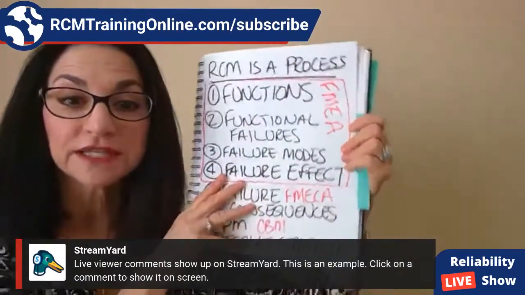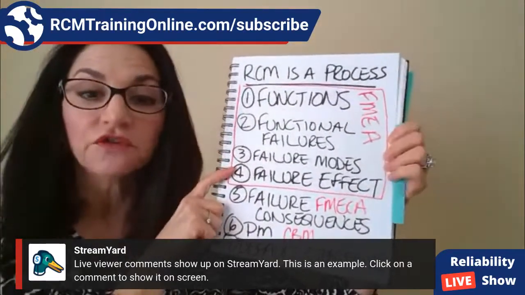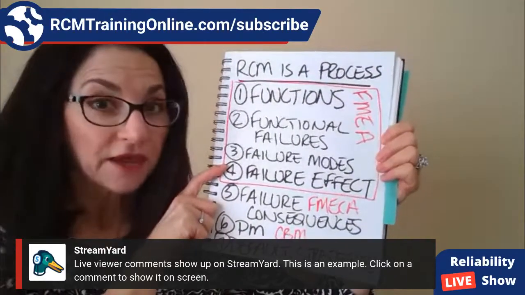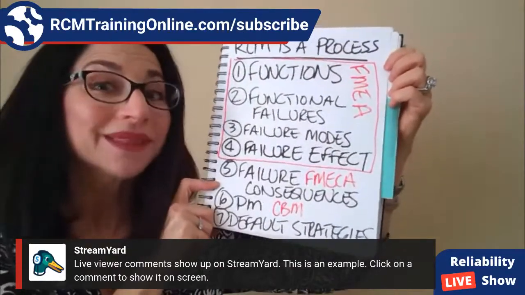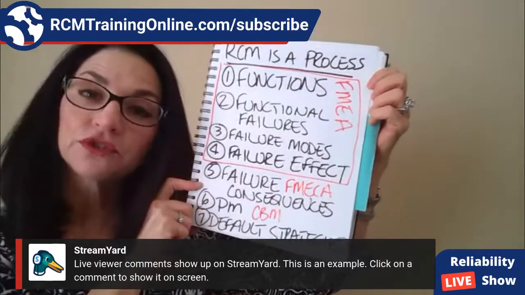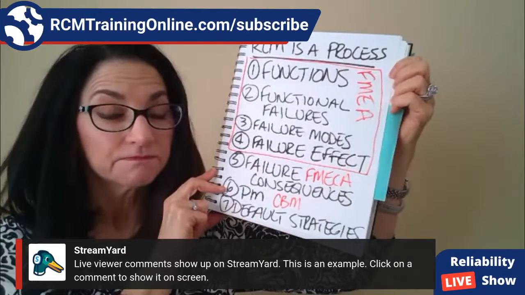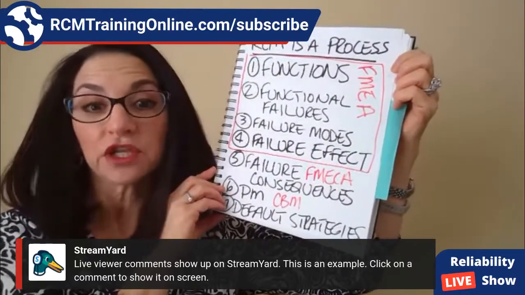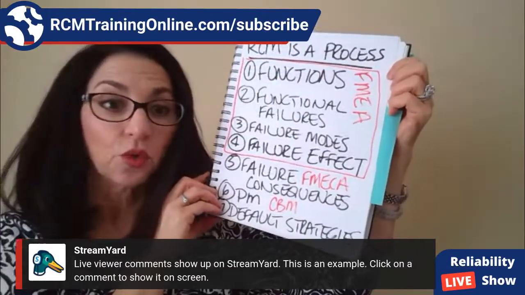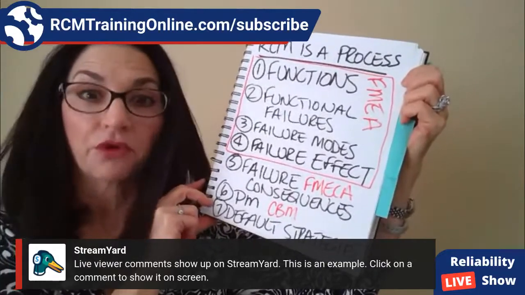Okay, the next thing that we talked about is what the RCM process includes, right? It includes 7 steps, and it consists of functions, functional failures, failure modes, and failure effects. Steps 1 through 4 make up the FMEA. Step 5 is failure consequences. And when you look at steps 1 through 4, plus step 5, that makes up the FMECA, or the failure modes, effects, and criticality analysis. Then in step 6, we consider proactive maintenance, and that could be condition-based maintenance, scheduled restorations, another word for that is an overhaul, and scheduled replacements. And step 7, we've got default strategies. For example, maybe we need to augment an operating procedure or add an emergency procedure. So this is reliability-centered maintenance in a nutshell. This is the RCM process.